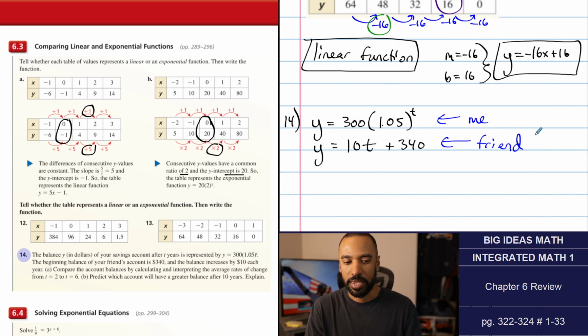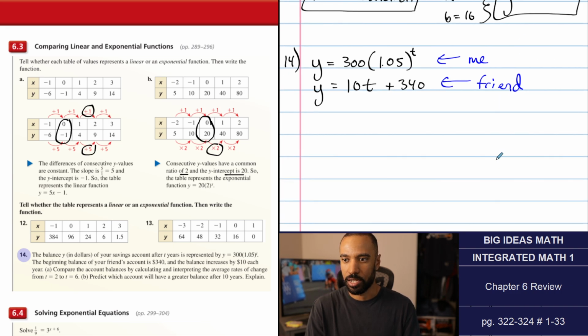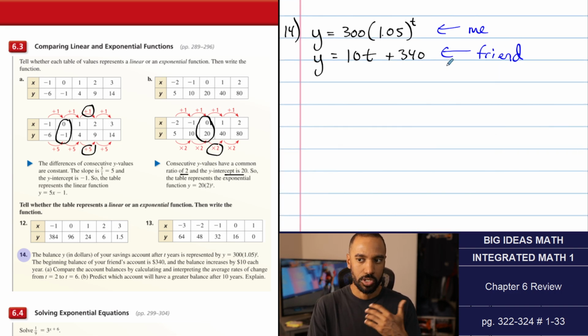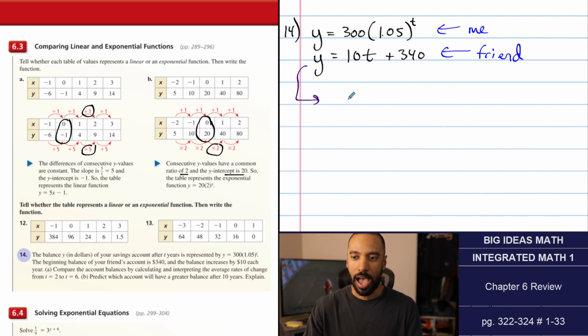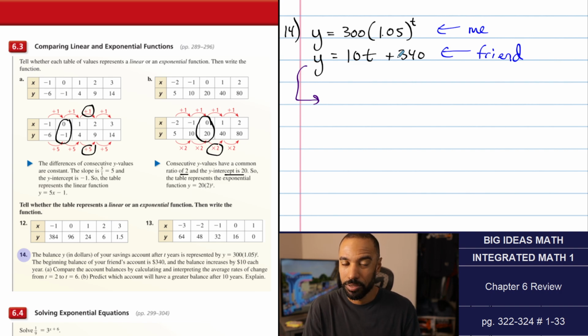Compare the account balances by calculating and interpreting the average rates of change from t equals 2 to t equals 6. Predict which account will have a greater balance after 10 years. Explain. Now they said predict, so I make an early prediction. We probably calculate afterward. So here's the thing. Let's talk about friend first when it comes to average rate of change. Now average rate of change for us really means slope. In this case, the slope is always 10.